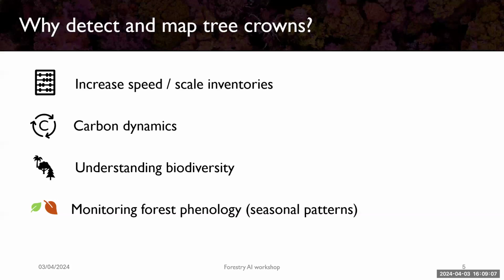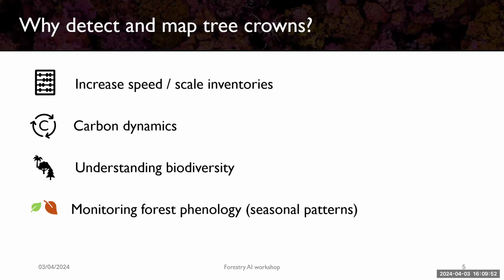So why, as a tropical ecologist, am I interested in mapping the canopy? There are several reasons. Using UAVs or other aerial forms of imaging, we can increase the speed and scale of inventories drastically. This can help either for ecological studies or commercial applications. You can understand better the carbon dynamics of the forest, so you can detect tree mortality. With the right tools, you can even infer tree growth, and understand how these carbon pools are changing through time.